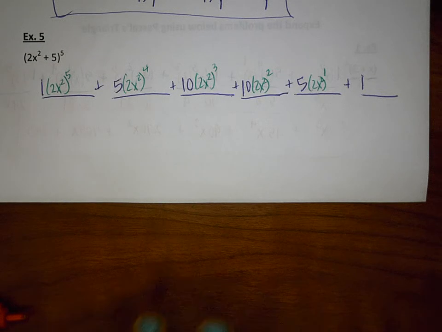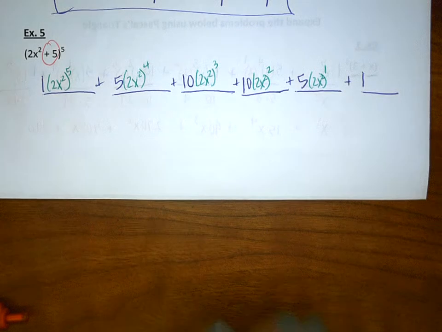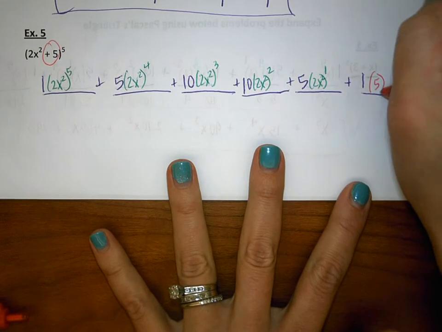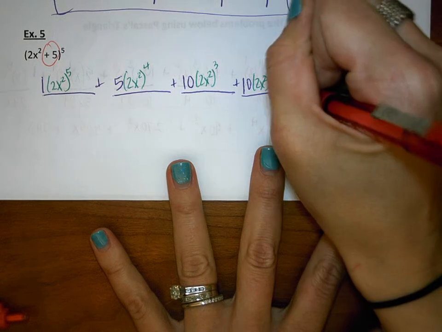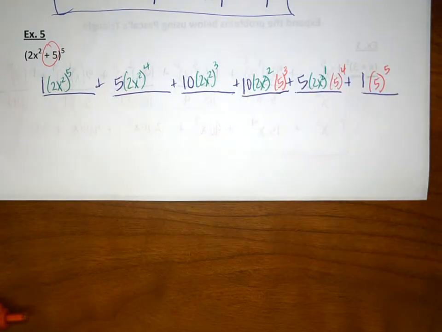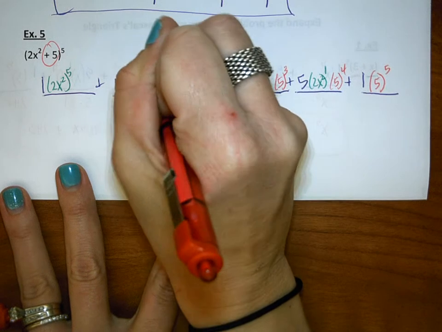Okay, so then our second term is 5. So we're going to start here, and we have 5 to the 5th, 5 to the 4th, 5 to the 3rd, 5 to the 2nd, 5 to the 1st, and 5 to the 0, which we do not write.